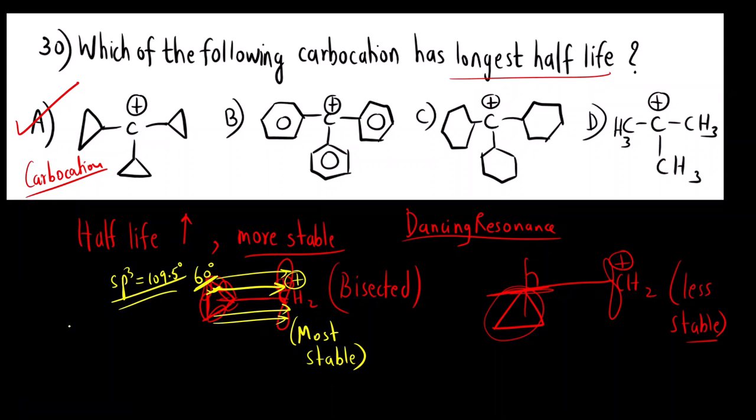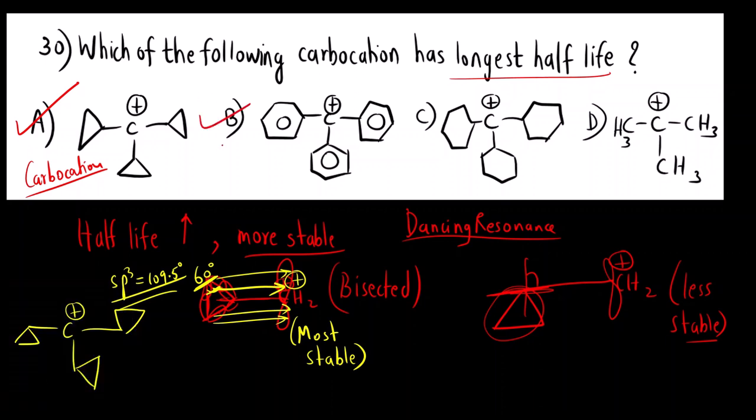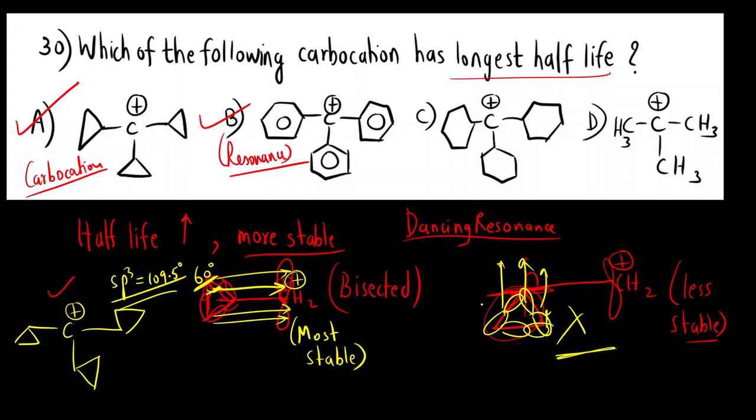If the structure given was something like this, with the perpendicular configuration given like this, then the correct answer would have been option B, because of what? Resonance. Here, since the orientation is not proper, it cannot donate to anyone. So there is no stability. But here, what is the correct answer? Correct answer is option A.